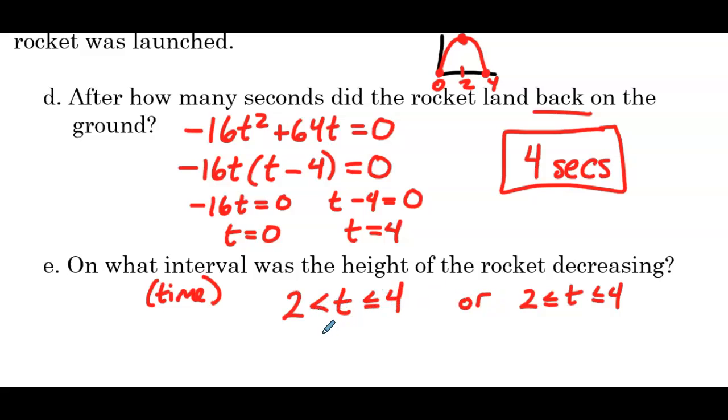And we can write this in interval notation as well. Parenthesis 2 to 4 with a bracket. This would be bracket 2 to 4. The reason both are acceptable is some people include that vertex point as being decreasing, and some treat that as a neutral point, where the rocket would be neither increasing nor decreasing. So it's a matter of how you interpret the problem.